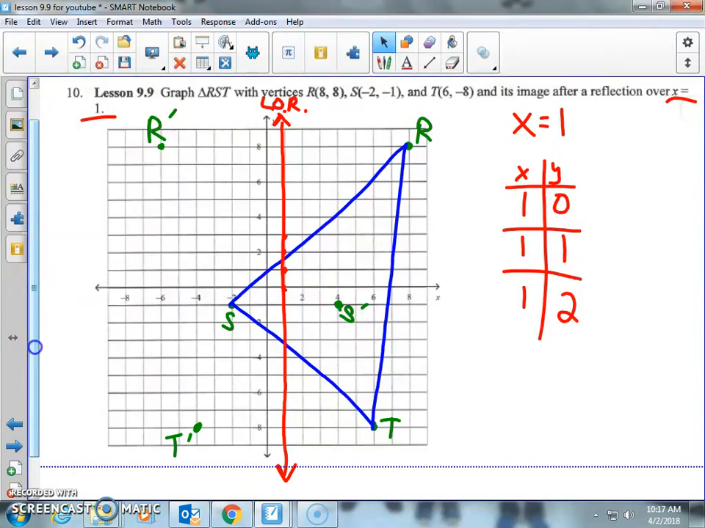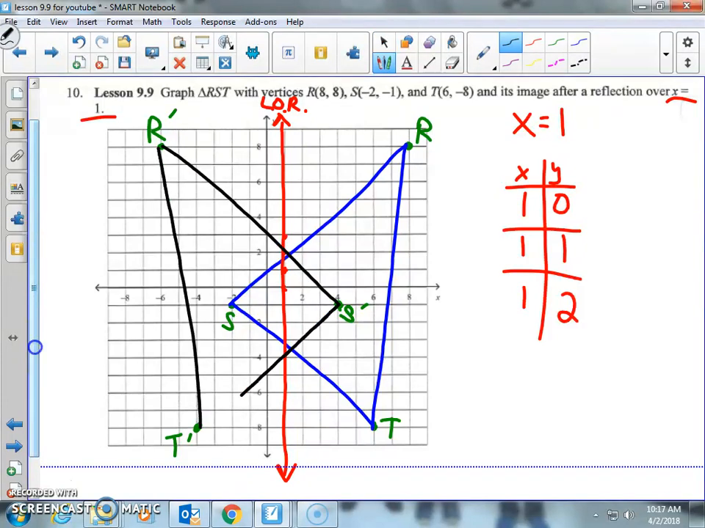And then we're going to connect the dots again. There we go. It looks like the exact same triangle, just flipped over the line of reflection. All right, good luck.